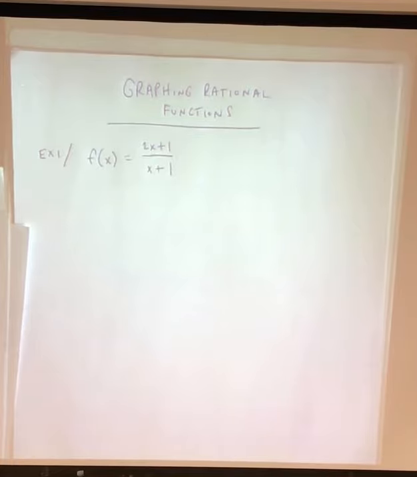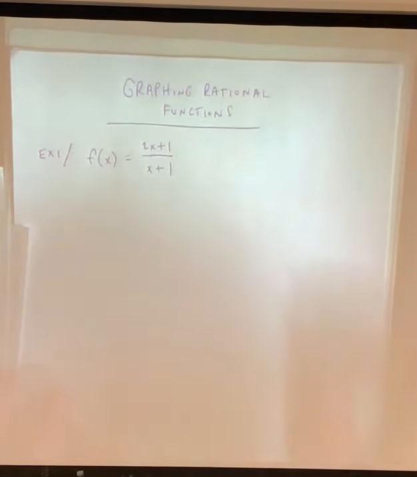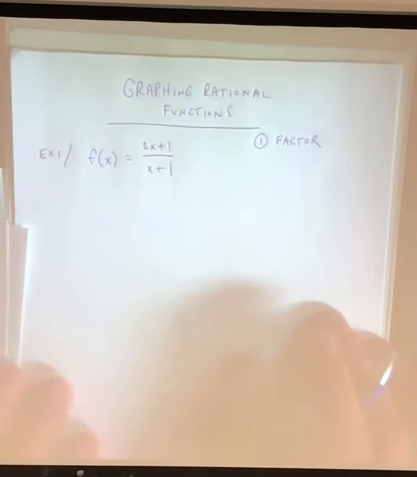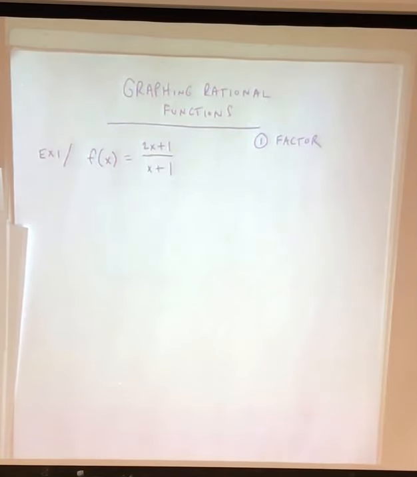Our first step on all of these, step number 1, we are going to factor anything that's factorable. So if we look at this one, 2x plus 1 over x plus 1, there's nothing we can factor. So we're ready to go ahead and move forward beyond that point. That's going to be the first thing you always want to do.